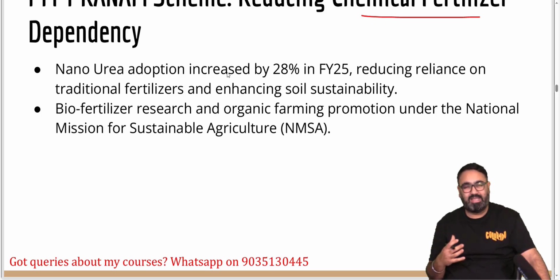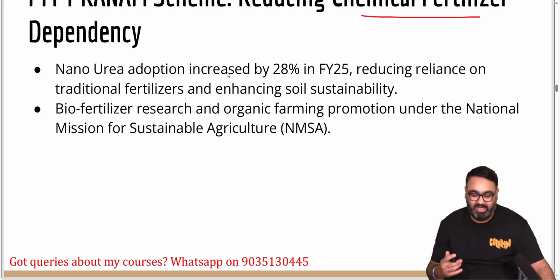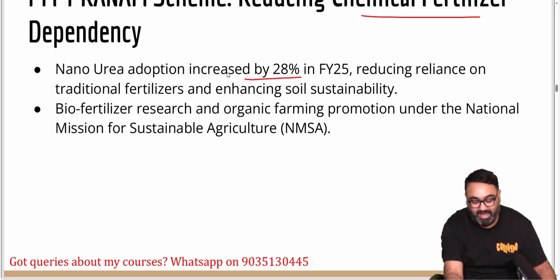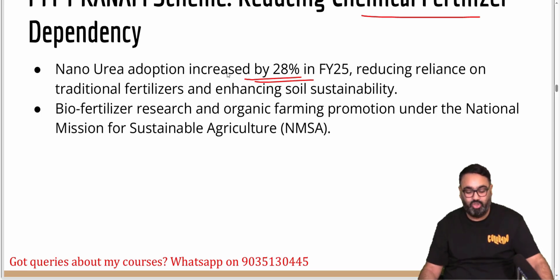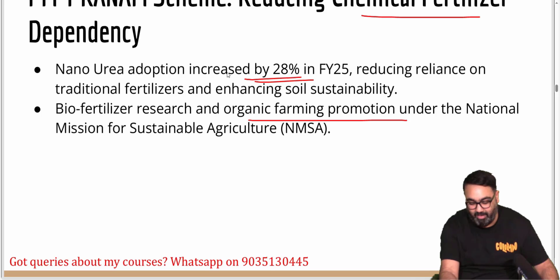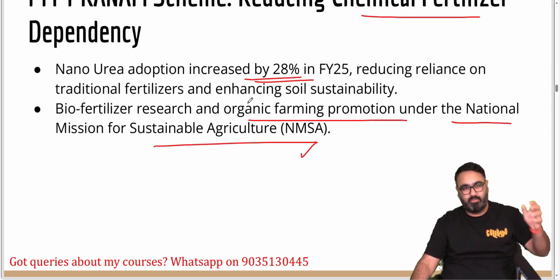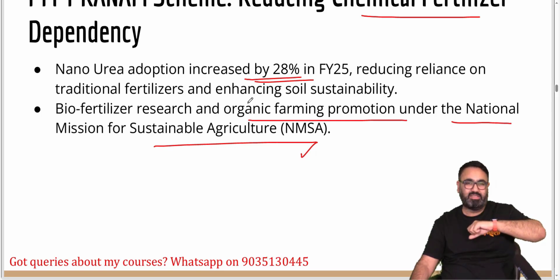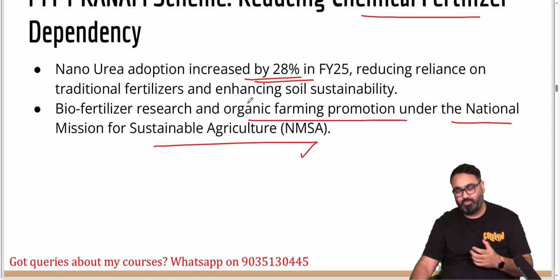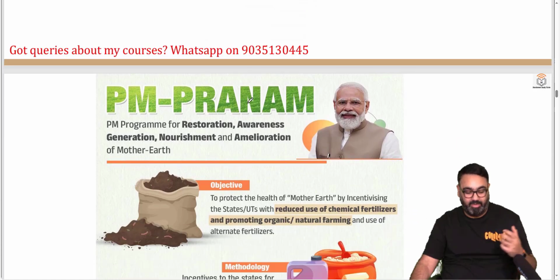So what has happened is nano urea has been adopted increasingly. A 28% increase has been seen in the adoption of nano urea this year. So traditional fertilizer use has reduced, which is a good sign for the government. There's also a lot of research on biofertilizer and organic farming under the National Mission for Sustainable Agriculture. All these things are being done so that the government can actually ensure that farmers come away from these chemical fertilizers and focus much more on precision farming.